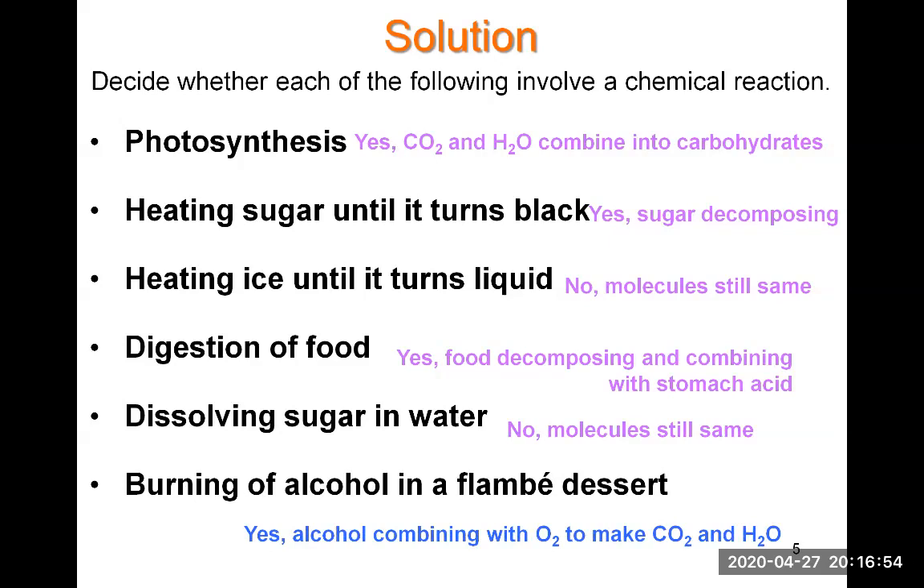What happens when this combustion happens is that alcohol is combining with oxygen from the air, and it makes carbon dioxide and water. The alcohol is a liquid. It combines with oxygen that is in the air and that you don't see, and it becomes two gases, carbon dioxide and water. So that's why it looks like it disappears, but it's actually transformed into carbon dioxide and water, which are gases. So yes, this is a chemical reaction. Alcohol is broken down into two different substances.